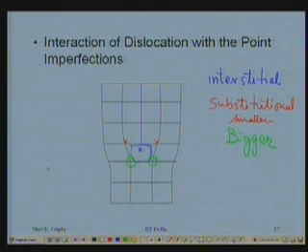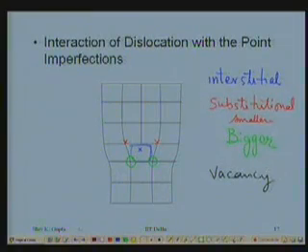Right? So this is how the point imperfections interact. Now vacancy is also a point imperfection. How would the vacancy interact? Around the vacancy, what are the kind of strains? Tensile strains. Where would it go? In the compressive region. If it goes in the compression region, it can interact like this with it, right? All right.